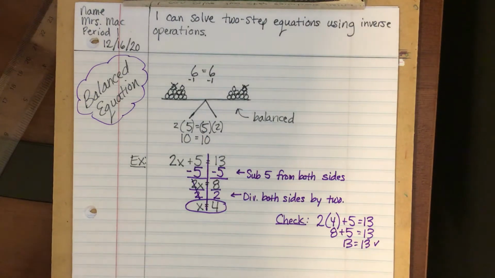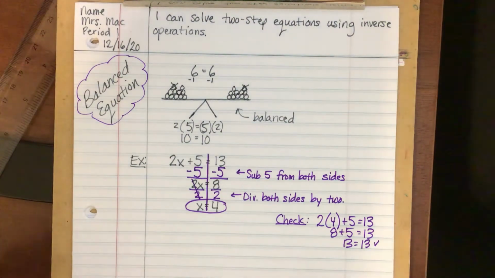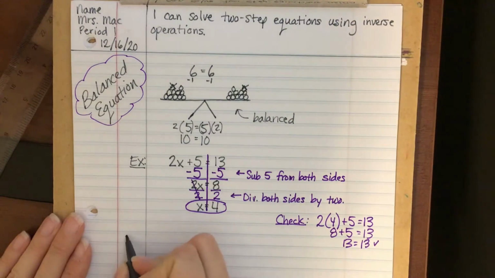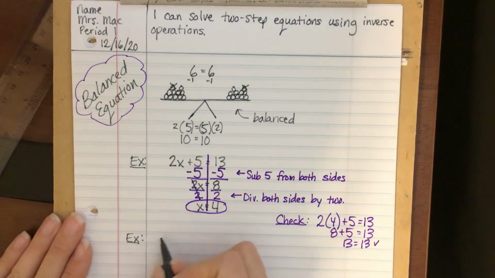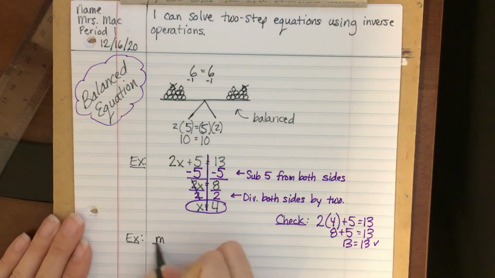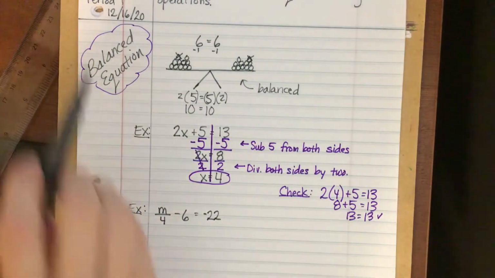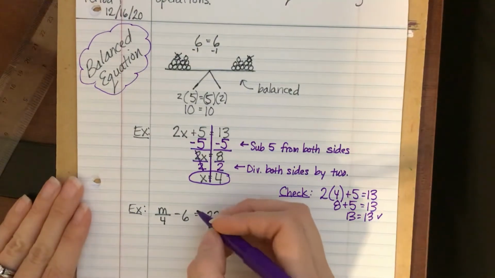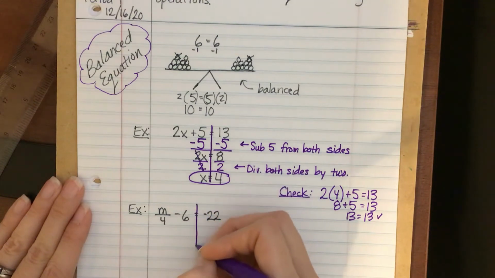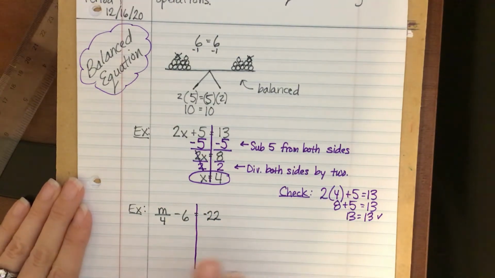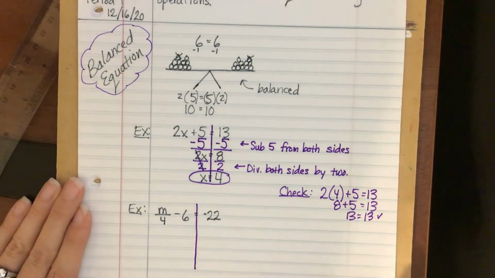All right, let's take a look at another problem. Okay. So let's do m divided by 4 minus 6 is equal to negative 22. So just like before, I'm going to put my balance line straight through my equal sign. And that's going to remind me that what I do to this side, I'm also going to do to this side.